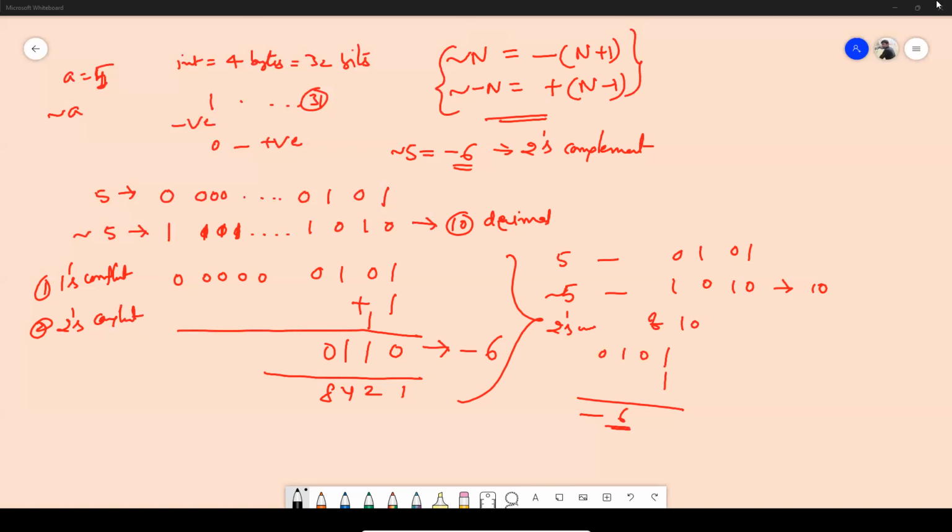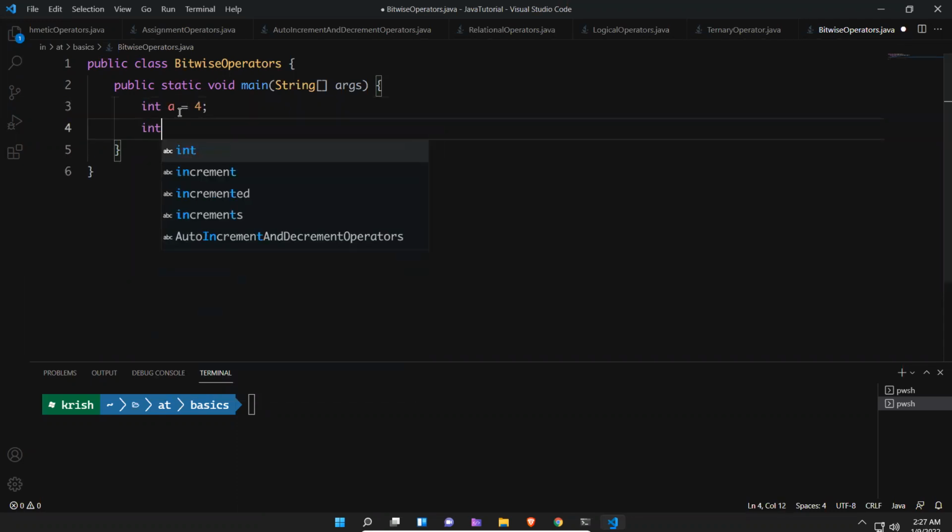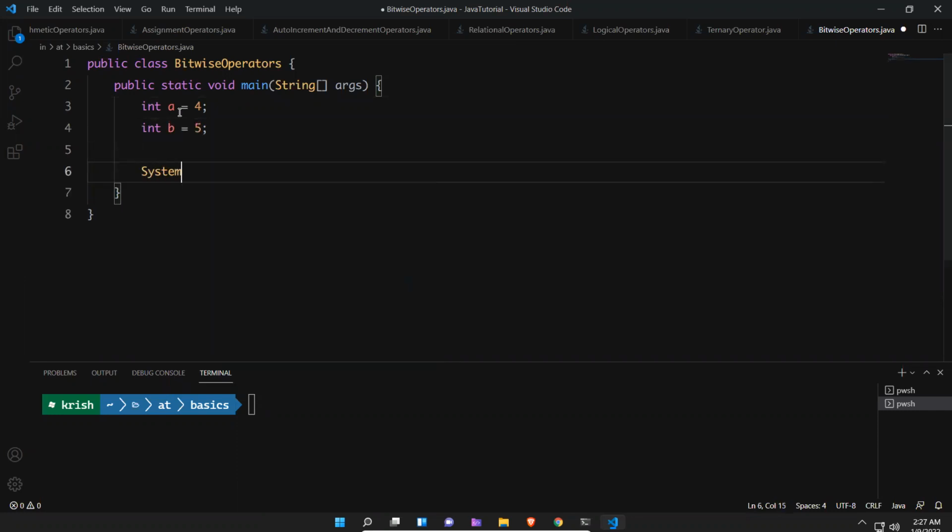Let me clear this. Let me go back to here. So I have created a BitwiseOperators class. Now I will write int a is equals to 4, int b is equals to 5. That's what we have taken, right? Then System.out.println a and b. So what we did, that became 4.